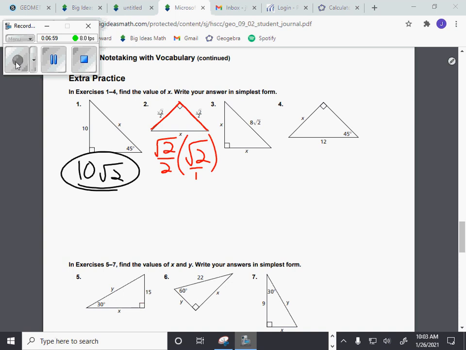Square root of 2 times the square root of 2 is just 2, over 2 times 1, which is 2, which equals 1. So x is 1 in that case.